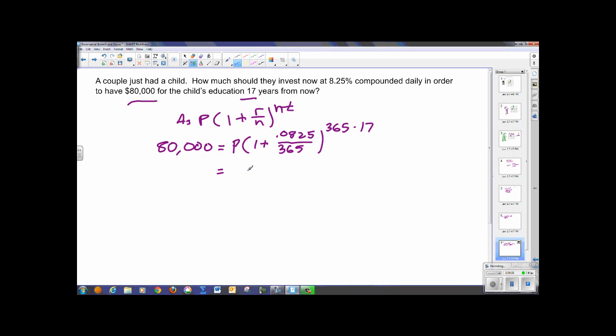Once again, it's a calculator problem, and we plug it in. And after grinding all that out, we end up with P equaling $681.62. So we start with that, and after 17 years, we've grown that money to $80,000.